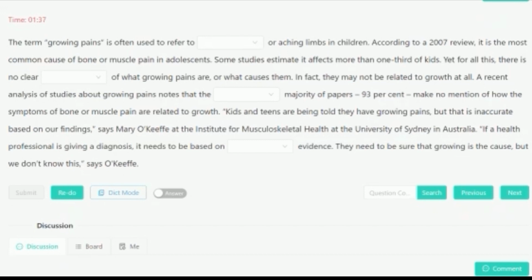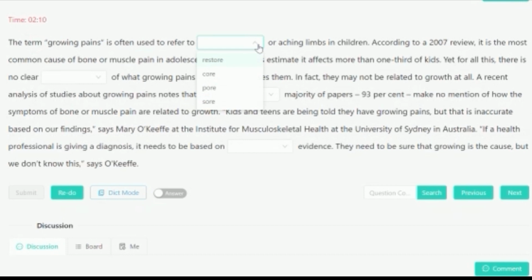This is a typical example of what context is. The term growing pains is often used to refer to dash of aching limbs in children. Let's click on this drop down button and look at the options. The term growing pains is often used to refer to dash or aching limbs in children. So they're talking about growing pains and what it's referred to. Okay, let's look at the options. We have restore, core, pour, and sore.